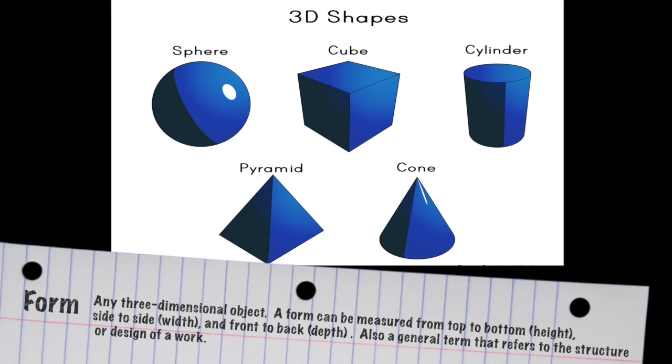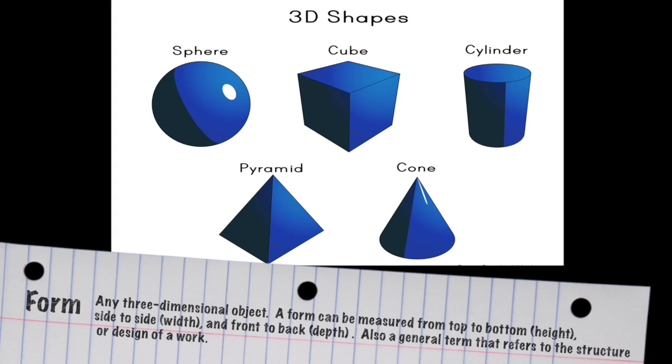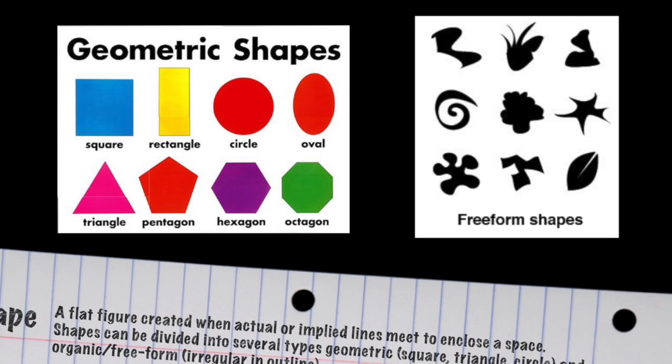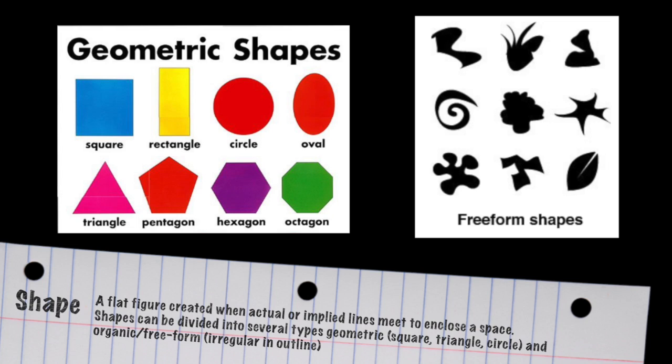A form can be measured from the top to bottom in height, side to side in width, and front to back in depth. Form is also a general term that refers to the structure or design of a work. A shape is a flat figure created when actual or implied lines meet to enclose a space. A change in color or shading can define a shape.